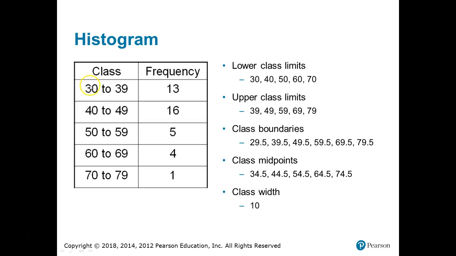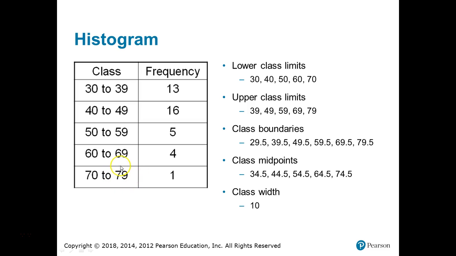So minus 0.5 from here would be 29.5. Then it would be 39.5, 49.5, 59.5, which is halfway between 59 and 60, 69.5, which is halfway between 69 and 70, and then add another 0.5 to this. So 79.5 would be the largest value that can land in this class.